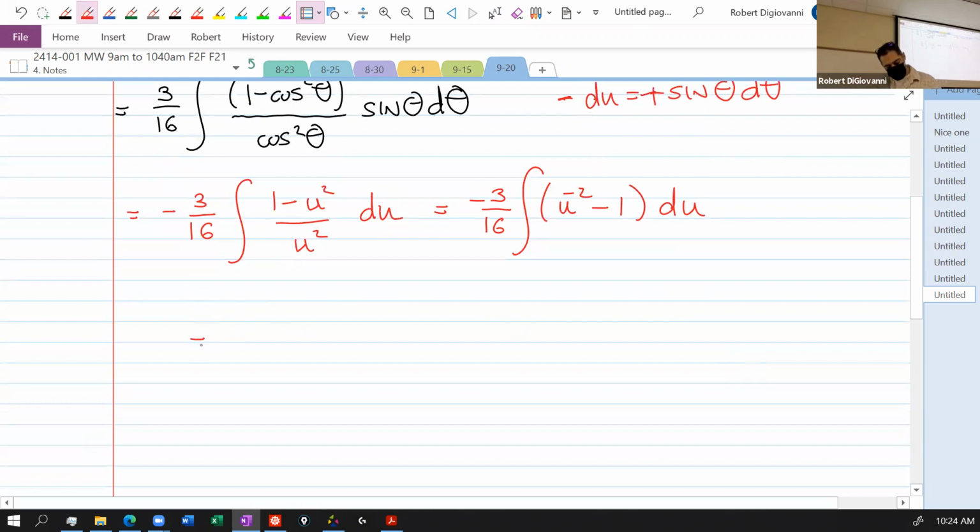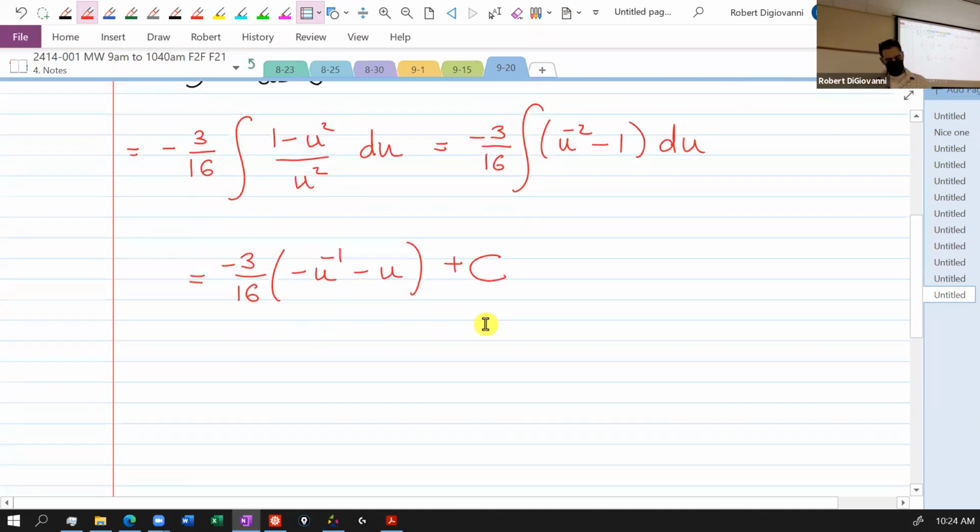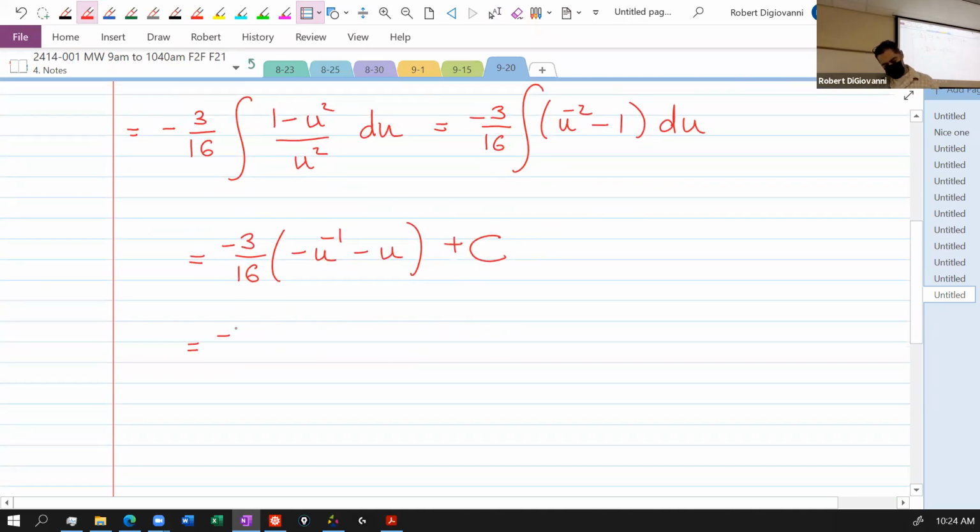Integration time. Okay, antiderivative of u to the negative 2 is negative u to the negative 1, and antiderivative of 1, what's the antiderivative of 1? U in this case, right? Because our variable is u. This is negative 3/16 times 1, negative 1 over u minus u plus c.